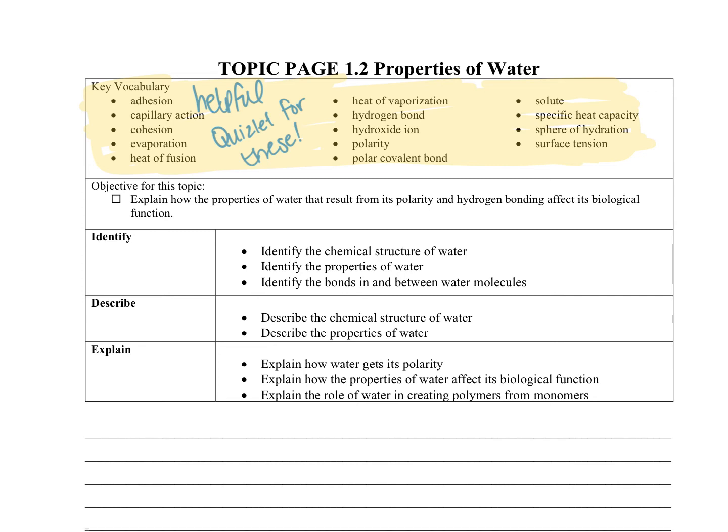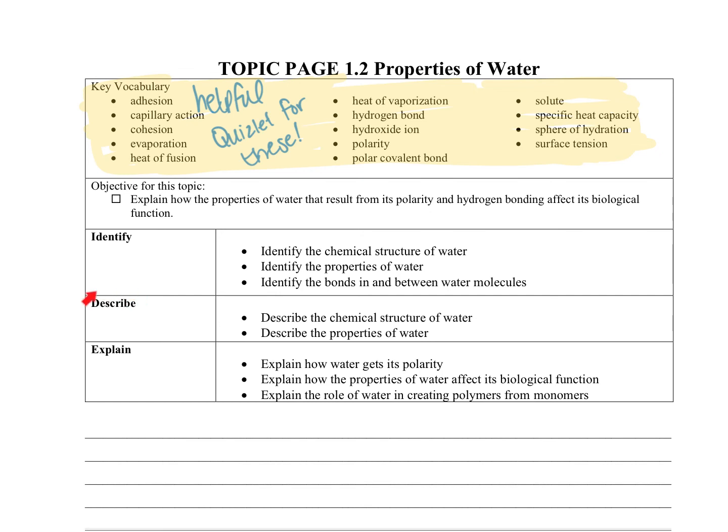You'll also find the same objective, explain how the properties of water that result from its polarity and hydrogen bonding affect its biological function. This is what we're trying to get to. But to get there, there are several smaller steps underneath that are going to help support us to get to this objective. So we've broken them down by verbs. So what you need to be able to identify. These are always going to be the easiest to do. Identifications are always easiest because it's very what we call level 1 type questions.